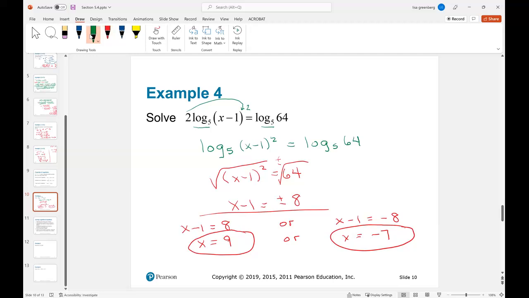Well, what's the last thing I do? Not the first thing, but the last thing. I take this number and I plug it back into my original equation. And when I do, x is 9, I get 9 minus 1 is 8. It's positive. So check, that is a solution. But when I plug in x equals negative 7, I get negative 8. And we cannot take the log of a negative number, which means that the only solution here is x equals 9. Okay? Don't forget that part. You will get it wrong otherwise.